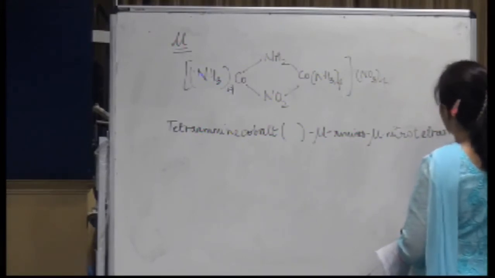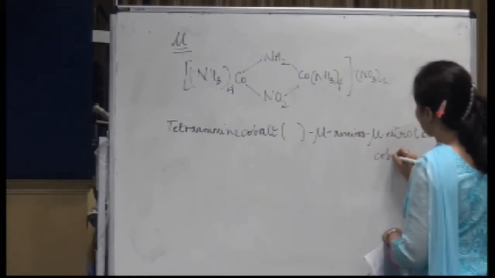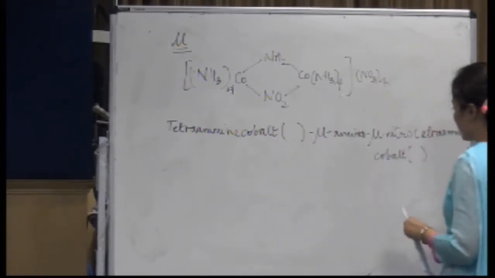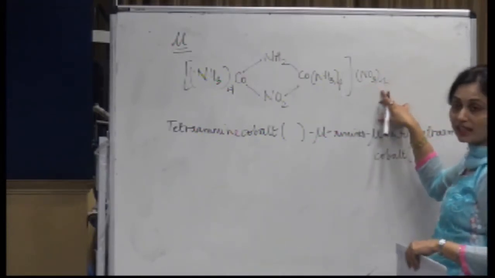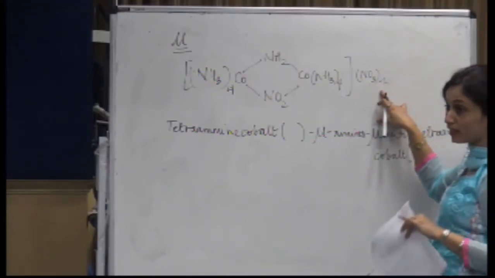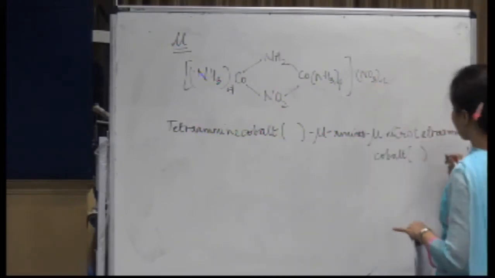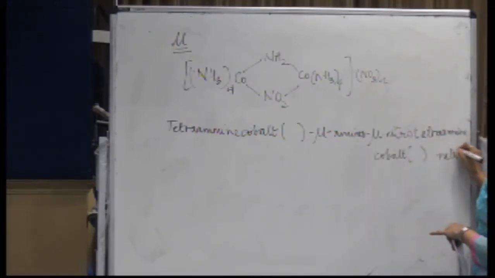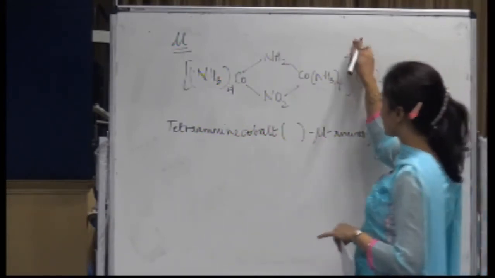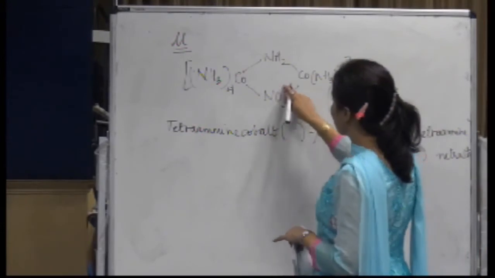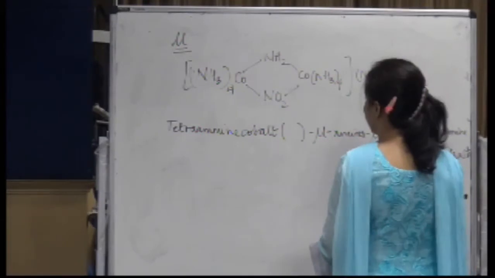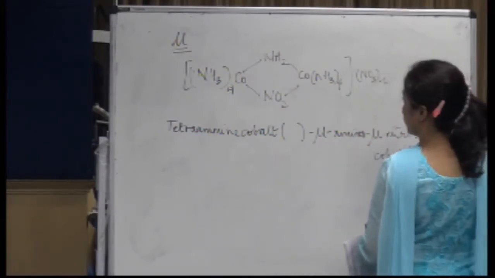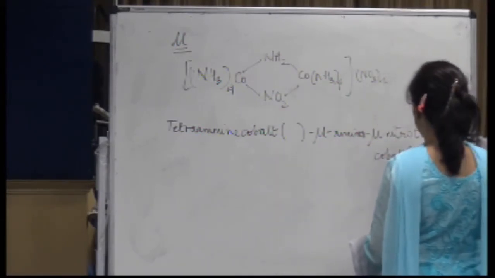Tetraamine cobalt. And leave some space for the oxidation number. And what do you have outside? Nitrate. Simple nitrate, not tetranitrate, because this is the ionizable outside. So you leave one space here and write it as nitrate. Now you're supposed to work it out for this. This will be 4 plus. This will be minus and minus. So you will have 2x minus 2 is equal to minus 4.